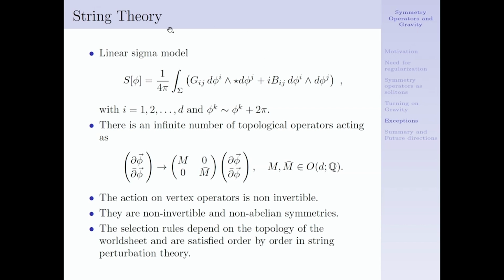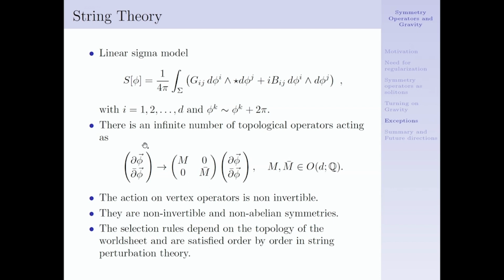Let me say a few words about these defects. We basically consider a linear sigma model that describes the compact directions of the worldsheet. Here phi are these compact directions, G_ij is a constant metric and there is a constant B field. And we saw that this linear sigma model has an infinite number of topological operators which act on the holomorphic and anti-holomorphic derivatives of phi diagonally, where M and M bar are elements of O(D) with coefficients in Q. D is the number of compact directions.